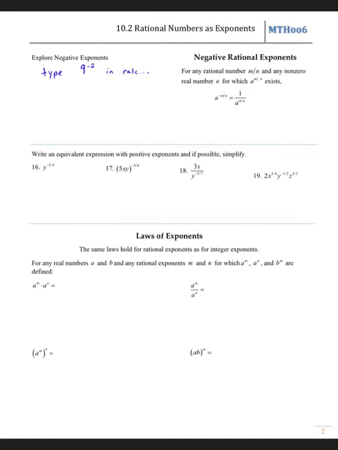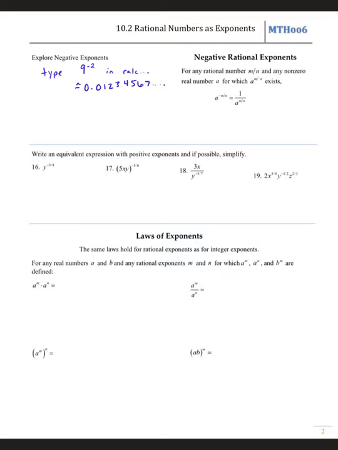Okay, next we're going to look at negative exponents. This is going to be a little bit of review if you had Math 005 or some other math classes. What I want you to do first is type 9 to the negative 2 power in your calculator. And when you do that, you're going to get a decimal that's approximately 0.01234567, and it goes up from there.